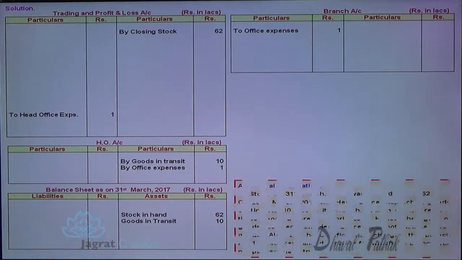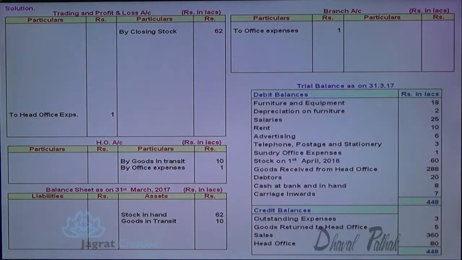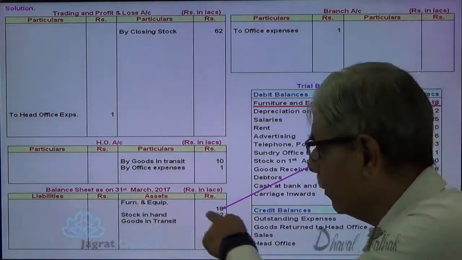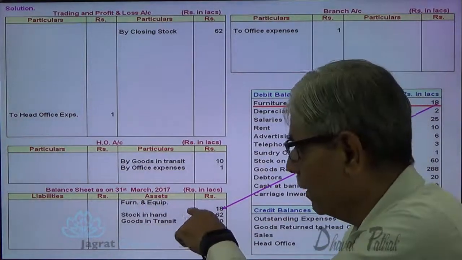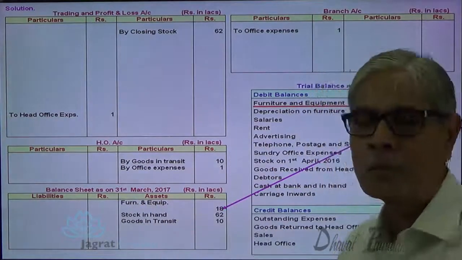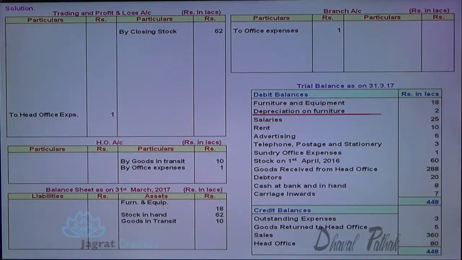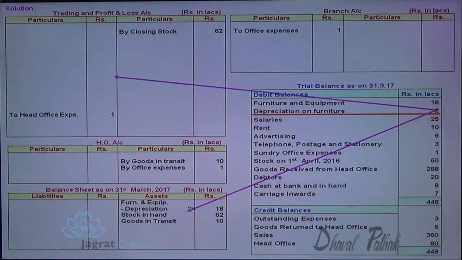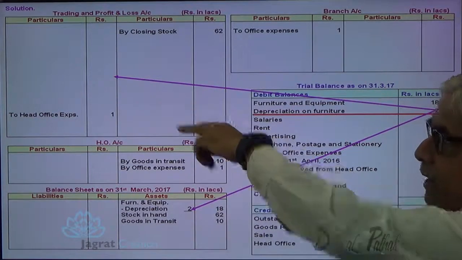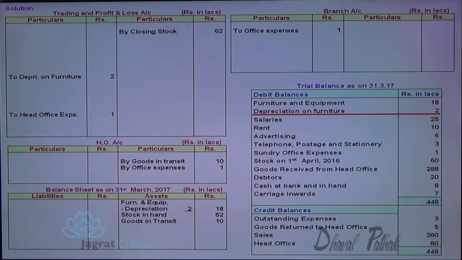Now you are required to consider the trial balance given to you. Furniture and equipment, balance sheet asset side. Now I write furniture and equipment in the second line because depreciation will be recorded here and the balance before depreciation will be worked out. So depreciation 2 is deducted from the opening balance and that is debited to profit and loss account. So opening balance of equipment is 20. This is how the missing number is found out and reported.